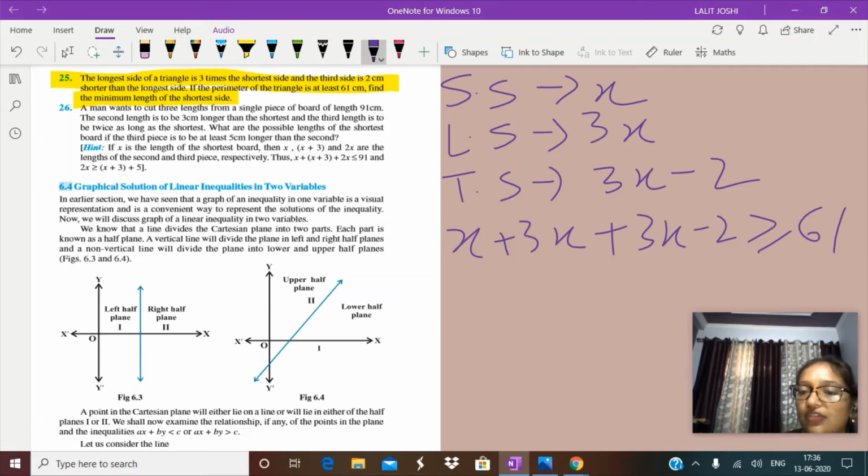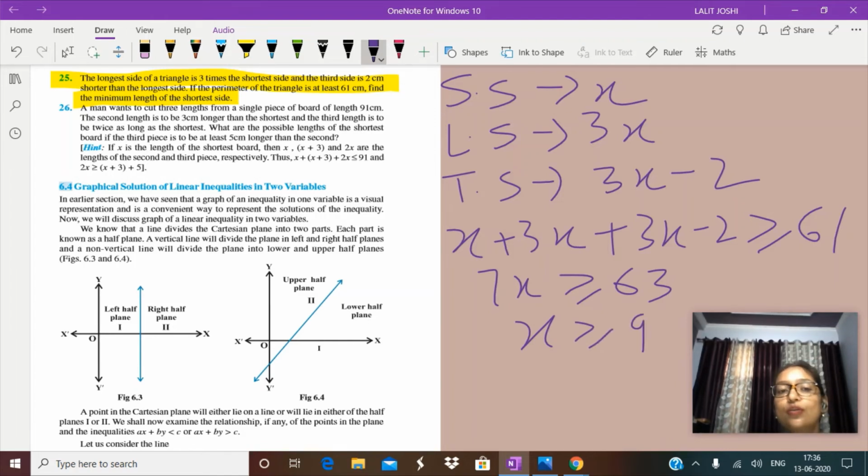So let's quickly solve. 3 plus 3 is 6 plus x, 7x minus 2 is greater than or equal to 61. This will go to the other side. So 63. So x is greater than or equal to 9, right? So what is the minimum length of the shortest side? It is 9, right? So let's move on to the next question.